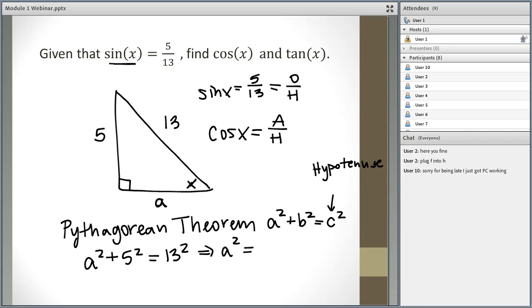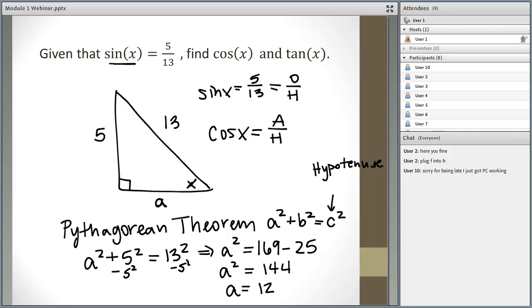So I have A squared equals 13 squared, which is 169. And 5 squared is 25, and I subtracted over, so right here I just moved over the 5 squared to the other side. So a squared is 144, and I don't need a squared, I need a, so I'm going to take the square root.